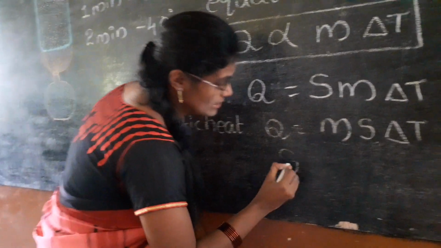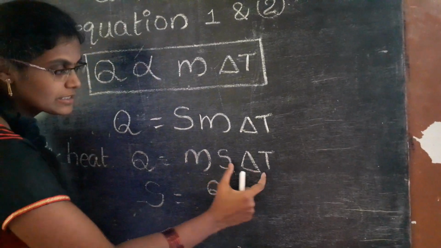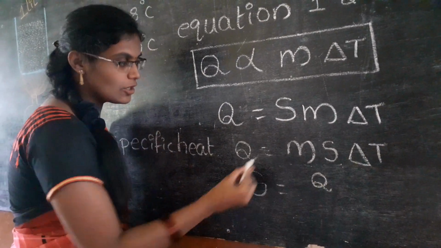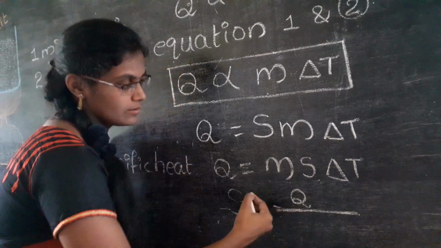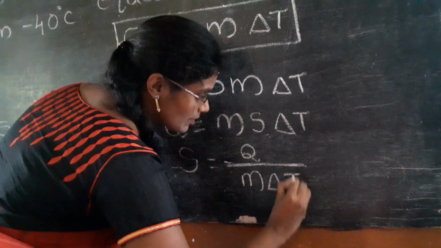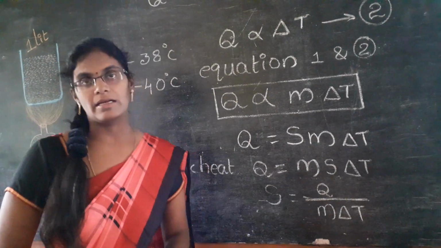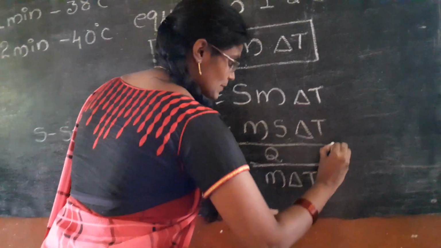So from this, the value of specific heat S is equal to, these three are in multiplication. So take mass and temperature to the other side of the equals sign, then they come into division. Q by M delta T. S is equal to Q by M delta T. So this is the formula for specific heat.